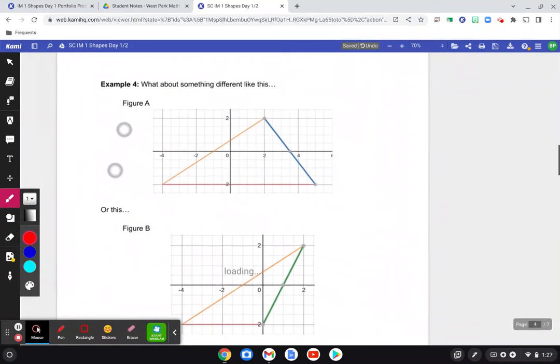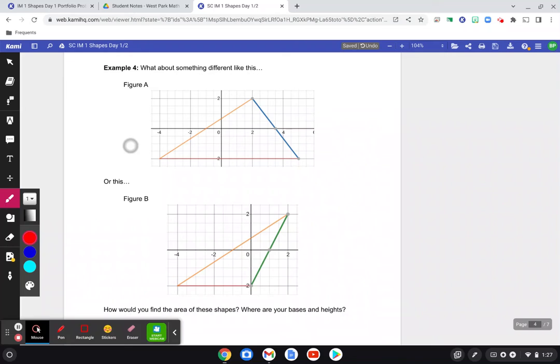All right. Down here on example 4, looking at something a little bit different.